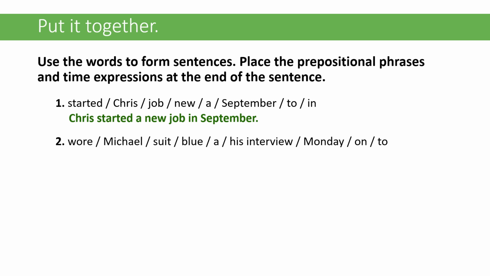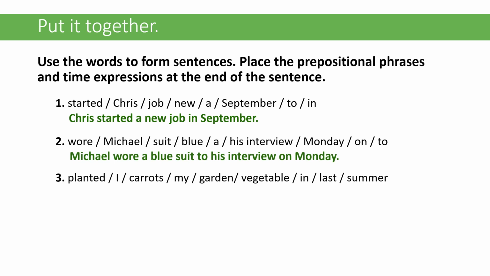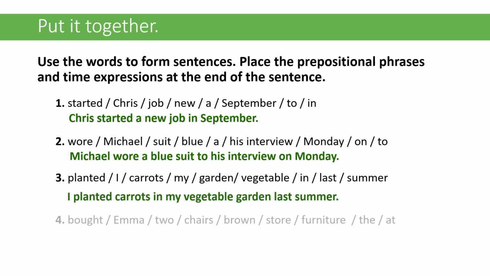In this one, we only have time. We don't have place. In the next one, it should be, Michael wore a blue suit to his interview on Monday. So in this case, the place is to his interview, and the time is on Monday. Take a look at number 3. It should be, I planted carrots in my vegetable garden last summer. The place is vegetable garden. The time is last summer.